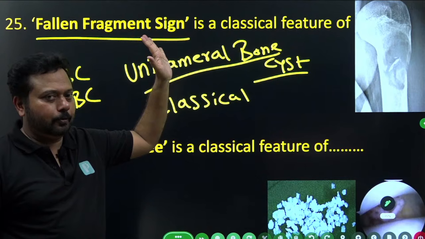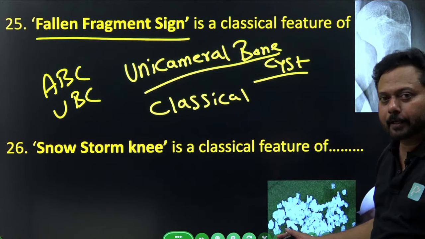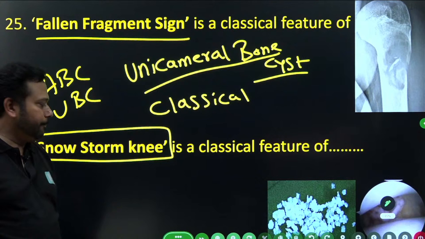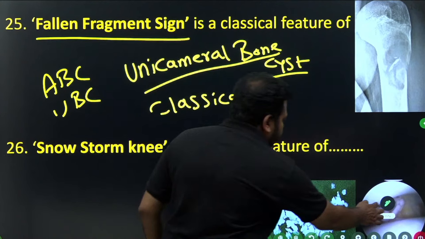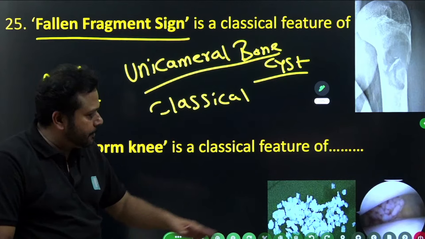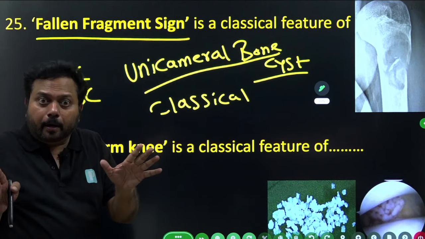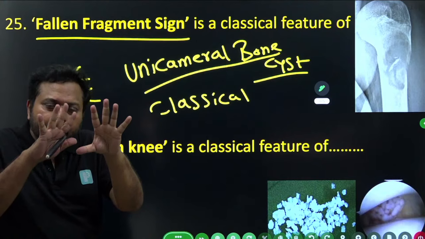Look at the next beautiful diagram, a picture. This is called snowstorm knee. Like a snowstorm. See the picture, that is an arthroscopic image. So snowstorm knee is seen via arthroscope, not in X-ray, not in ultrasound, not in MRI. Through the arthroscope, when you put a keyhole into the knee joint, you will see something like a snowstorm. That's called snowstorm knee.